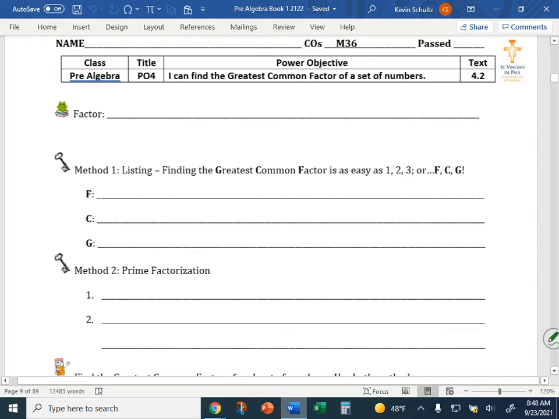Good day, pre-algebra. Our first PO of the year. There's definitely a sense of excitement in the room. And it's going to talk about greatest common factor. You've done greatest common factor before. This is not a new objective, but how we use factors so heavily going forward, it is a PO.